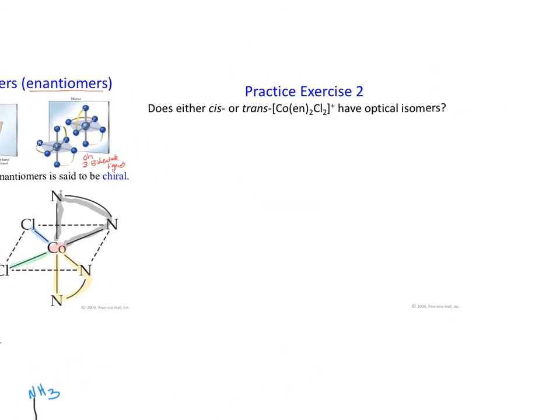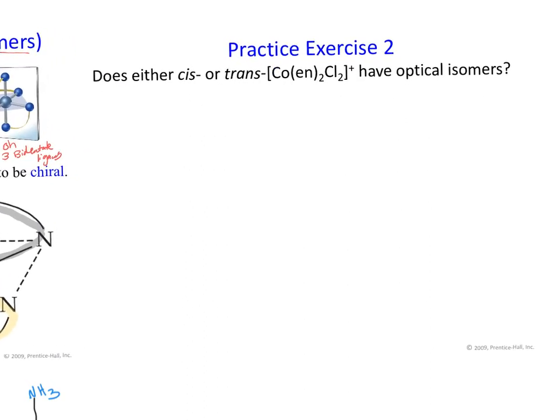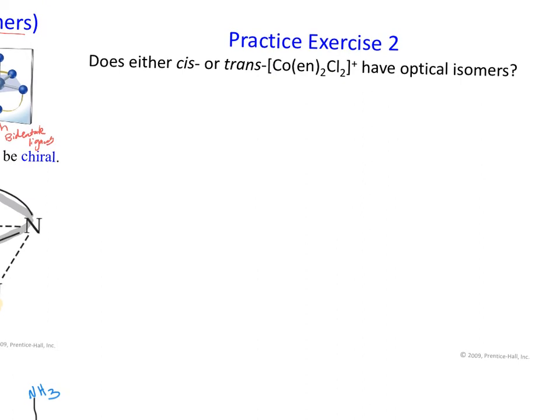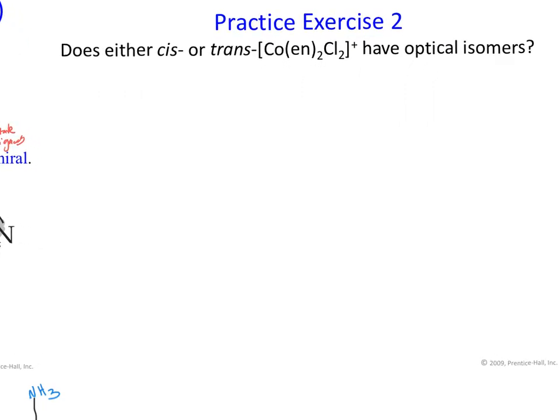So in practice exercise 2 in this chapter, it says, do either cis or trans, and we could name this, we have chloro and ethylene diamine. So dichloro bis ethylene diamine cobalt, the charge of the cobalt would be +3. Does cobalt 3 have optical isomers? And the answer is yes. So in the start of this lecture, we said optical isomers exist if you have an octahedral structure, 2 bidentate ligands, in the cis position only.